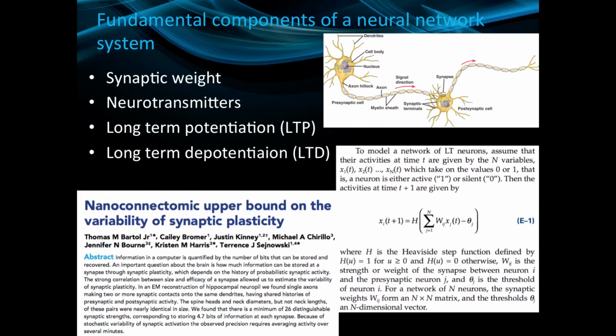So some of the fundamental components of biological neural networks are these several components: a synaptic weight, a neurotransmitter, long-term potentiation, long-term depotentiation, and this fundamental unit that is the neuron. So the neuron has a nucleus, an axon. Along the axon is the myelin sheath. And then there's the postsynaptic cell and the presynaptic cell, and dendrites. So these are the basic components of biological neural networks, and measuring all of the biology in there is what many neuroscientists do.